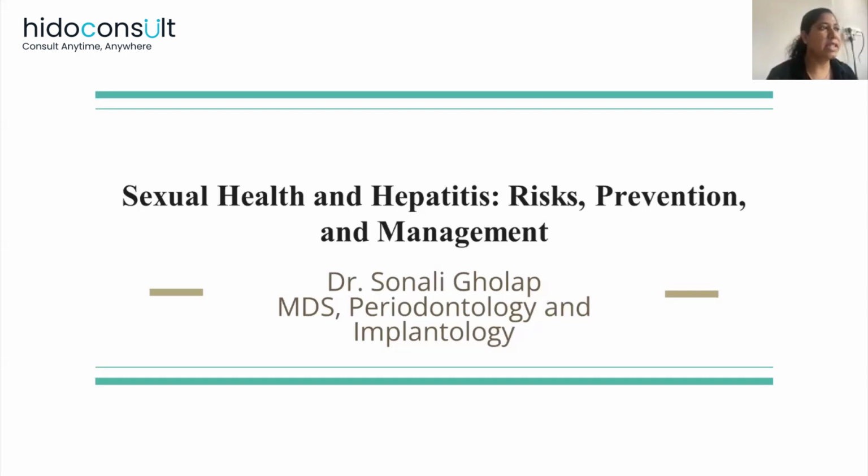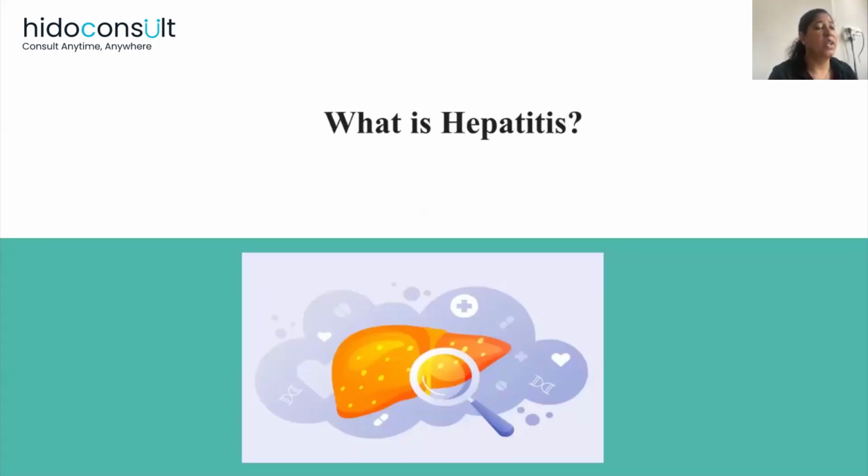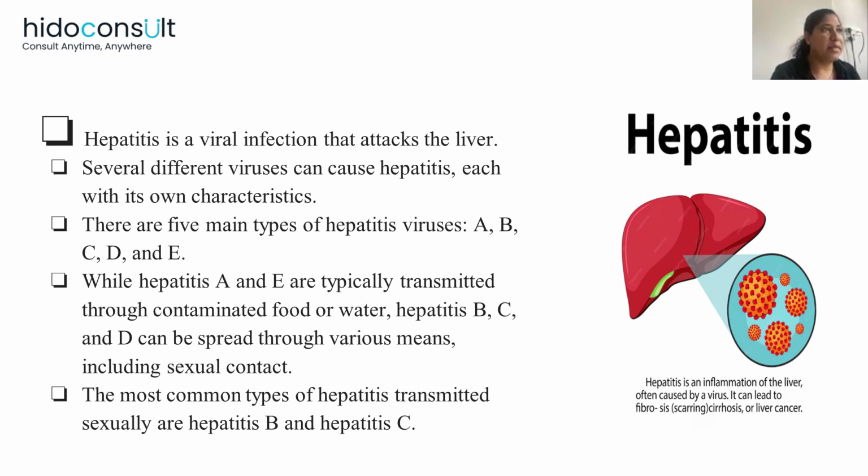Today we will be discussing sexual health and hepatitis, its risk, prevention and management. So first of all, what is hepatitis? Hepatitis is a viral infection that attacks the liver, right? There are several different viruses that cause hepatitis, each with its own characteristics. There are five main types of hepatitis virus. They include A, B, C, D, and E.